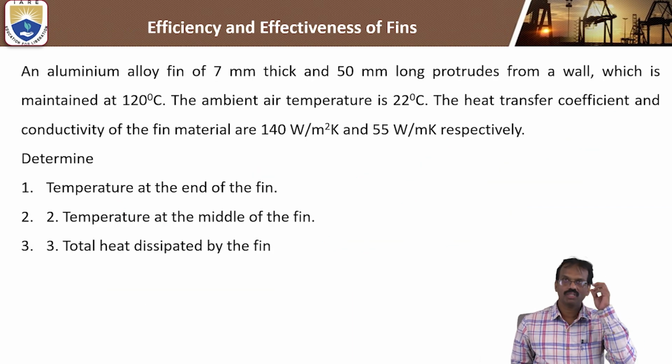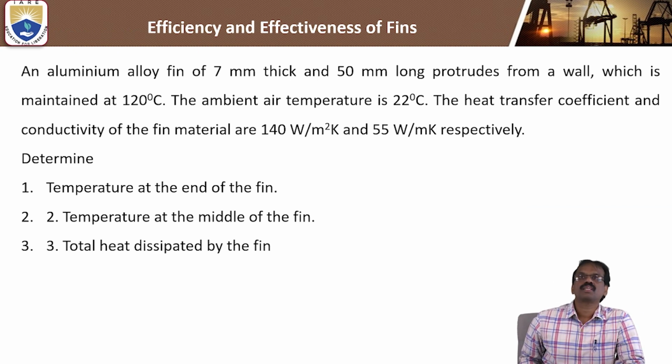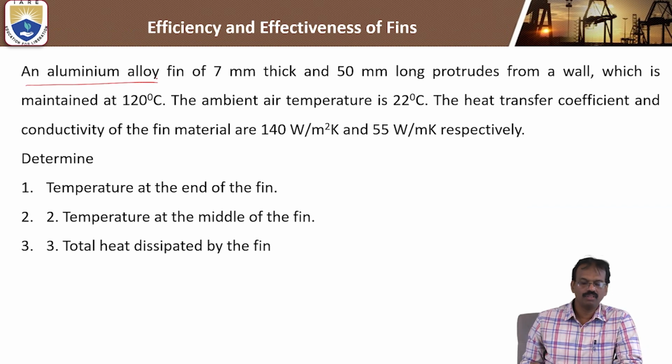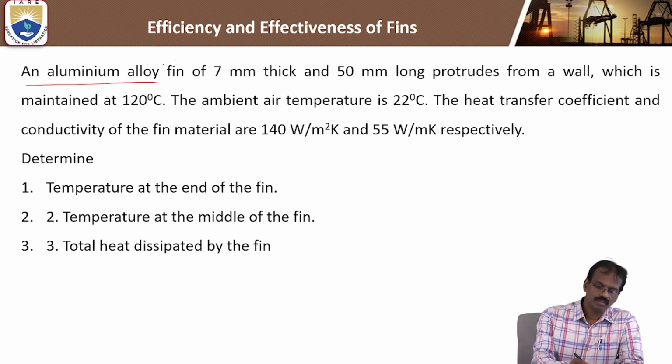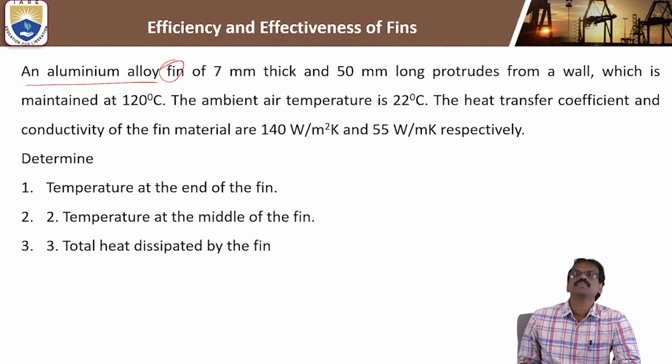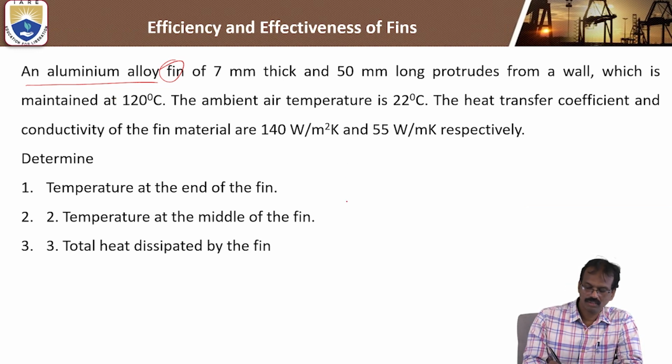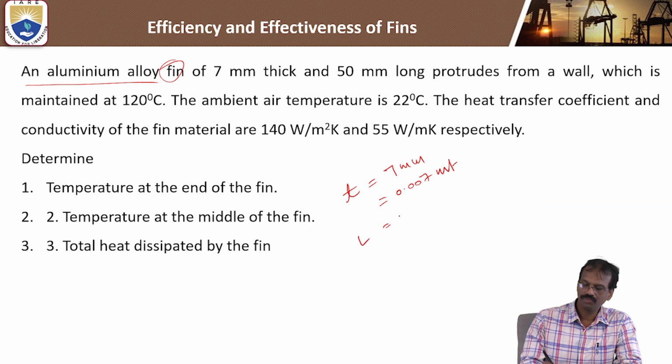We'll see one more numerical, which is based upon convection at the end. An aluminum alloy fin, the fin material is aluminum, of 7 mm thickness, t has been given as 7 mm, converted to 0.007 meters, and 50 mm long. So it is a short fin, L is equal to 50 mm, converted to meters, 0.05.